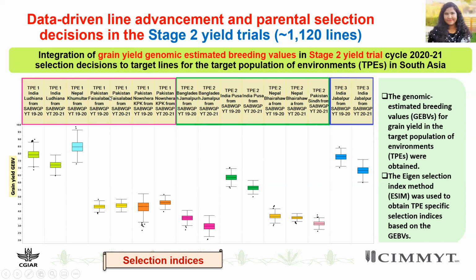And the information from several different environments and several different cycles were also used to predict the lines with different target population environments. So this is helping the breeders select lines and to target lines with different target population of environments in South Asia. And again, the eSIM selection index method was used, and we now have TPE-specific grain yield selection indices, which help the breeder in selecting and targeting lines to the TPEs.